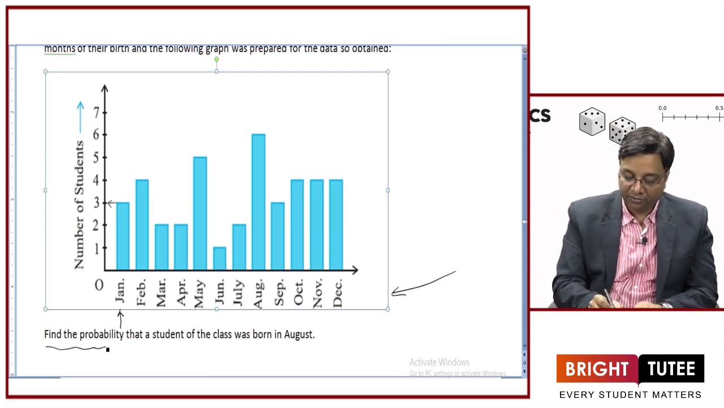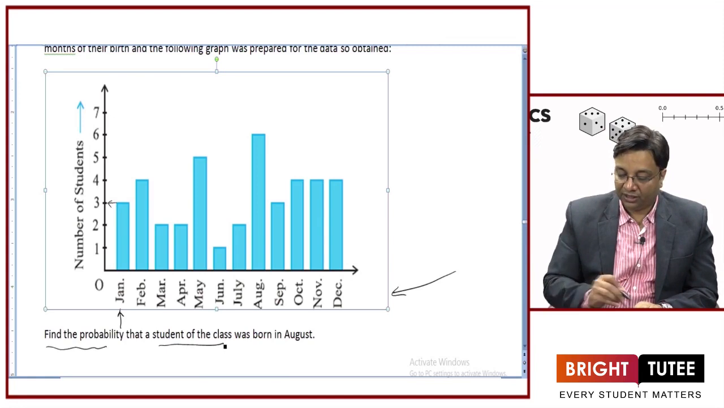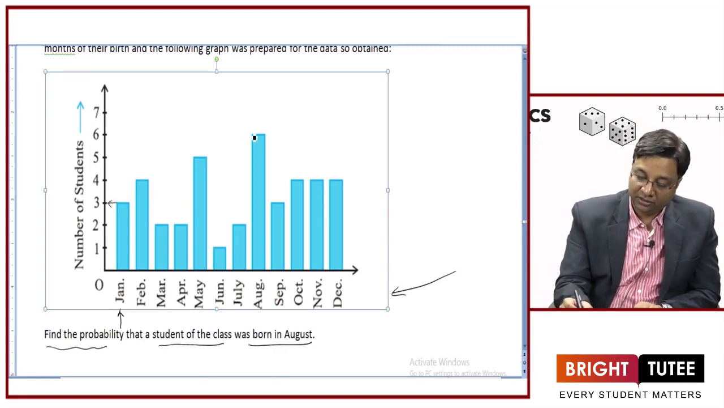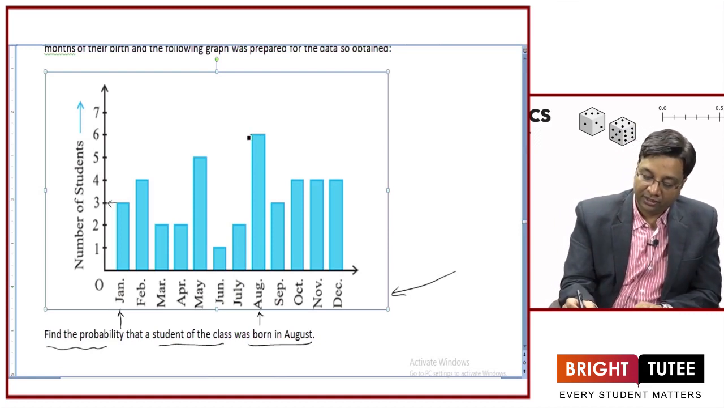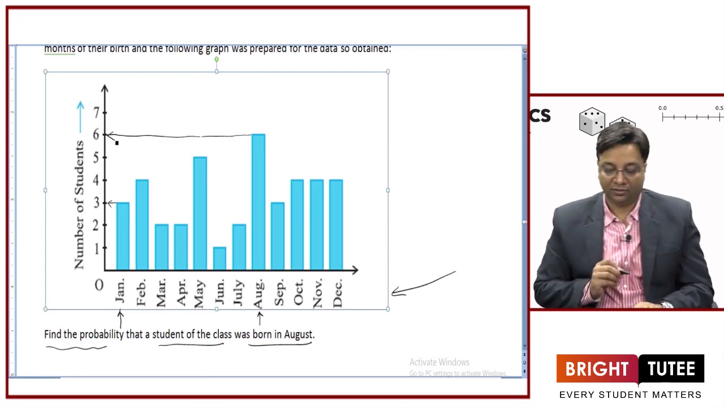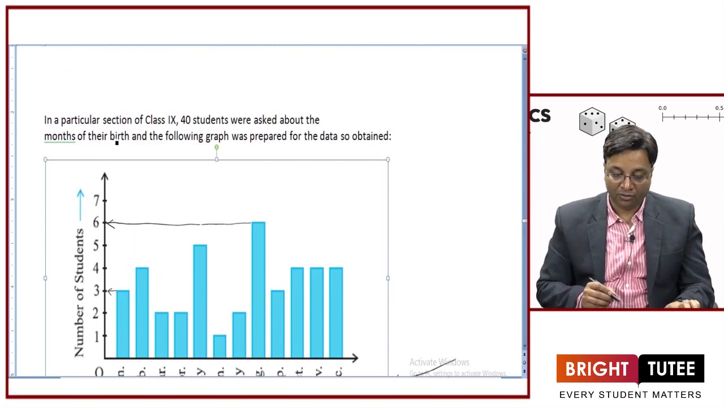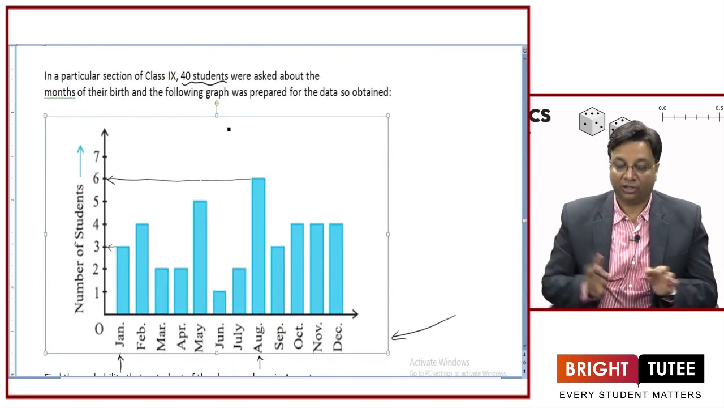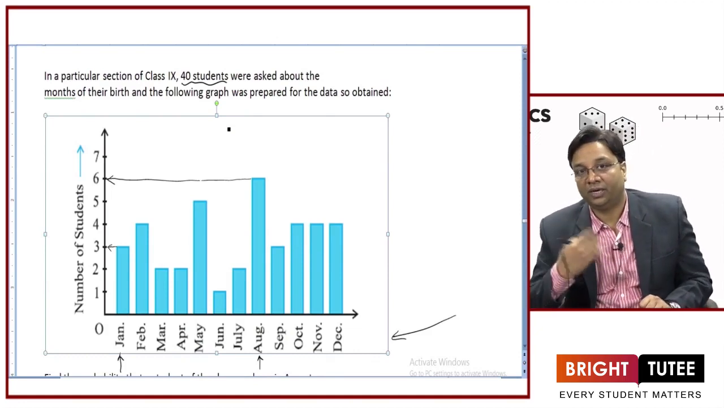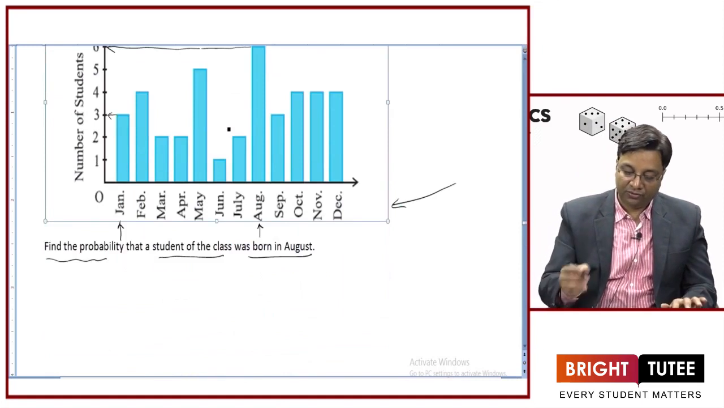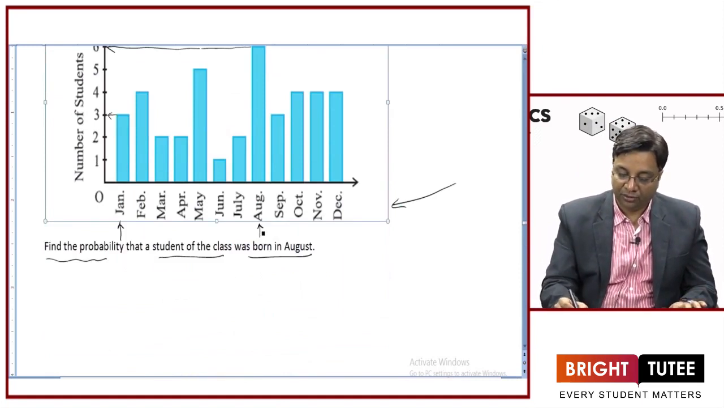Now we need to find the probability that a student of the class was born in August. So how many students were born in August? We will check for the month of August here and look at this bar. So 6 students were born in August out of the total 40 students that were part of this observation or experiment. So, out of 40, 6 students were born in the month of August.